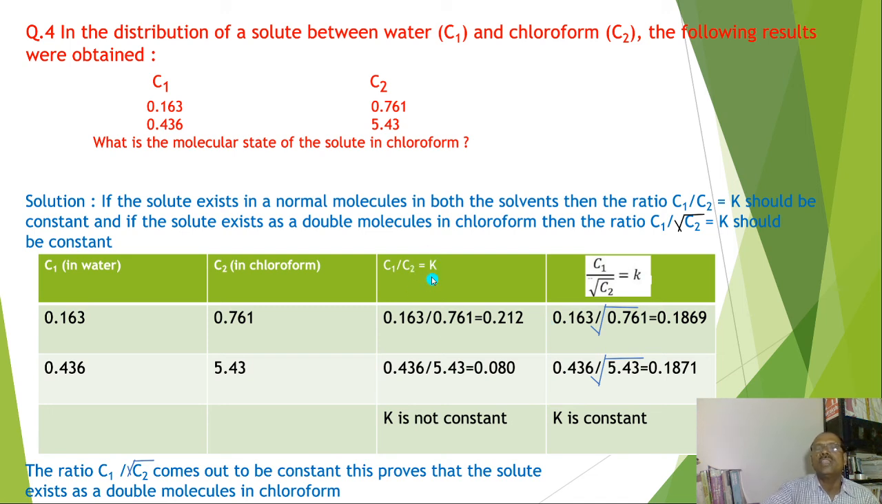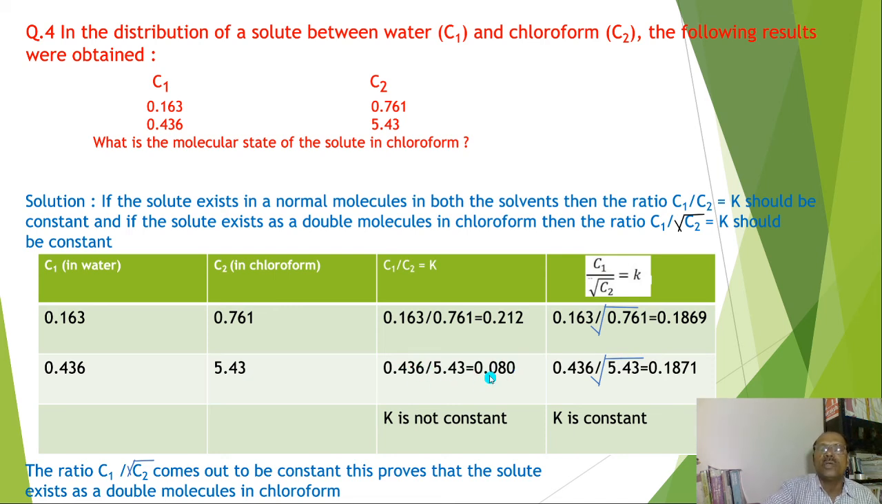If C1 upon C2 is equal to K, a constant value, for both the cases, then we can say that the given solute is in a normal state. If C1 upon root of C2 comes constant, then we can say that the solute is present as double molecules, or associated, in the chloroform. In the first case, the value of C1 is 0.163 and the value of C2 is 0.76. Put these first in this formula, C1 upon C2 is equal to K for the normal condition. The answer is 0.212. Then put the values of C1 and C2 for the second case.